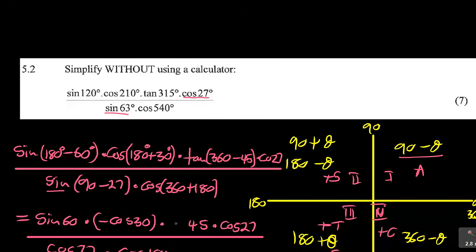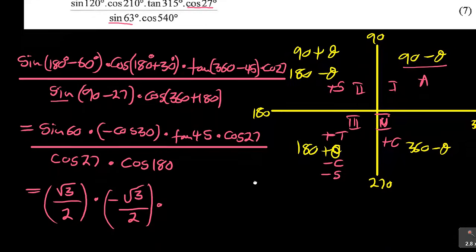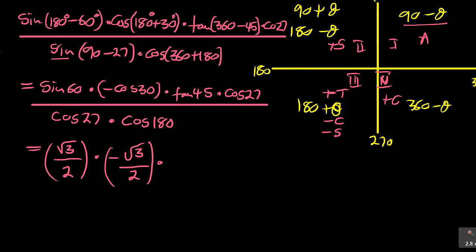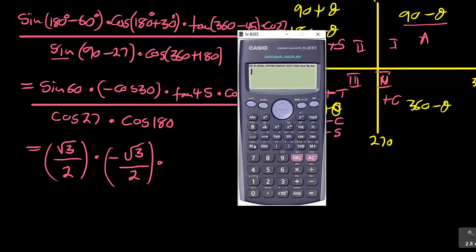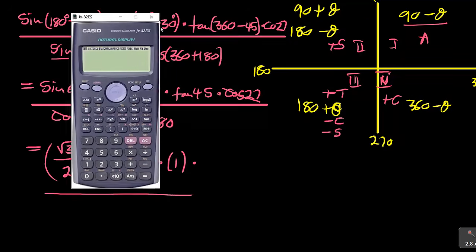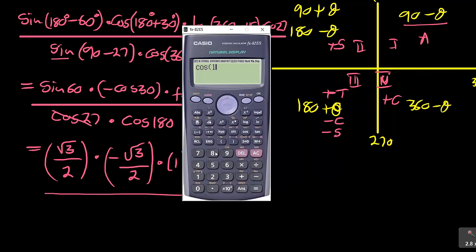So this is tan. All right. Okay, so it's fine. Now we look at tan 315. So it will be tan 45 is equal to 1. See that? So you multiply that by 1 times, look at this, we can cancel out now cos 27 over cos 180. Again, use a calculator there to find cos 180. It will give us -1.